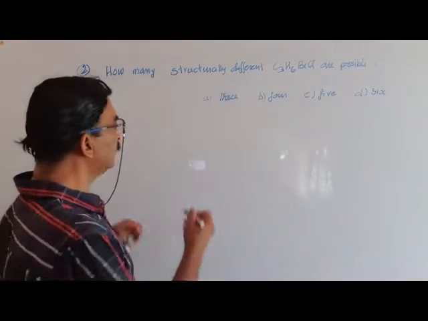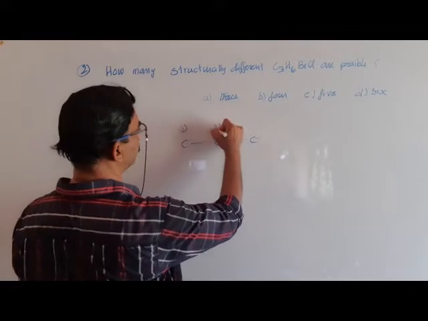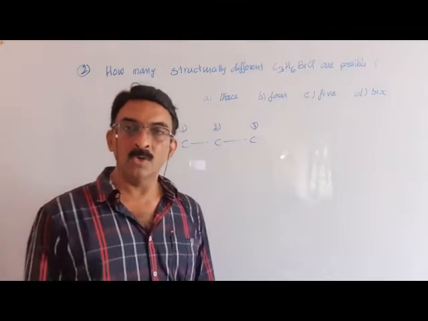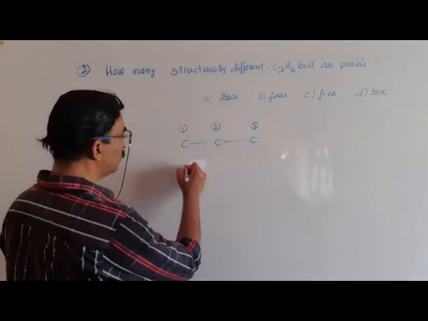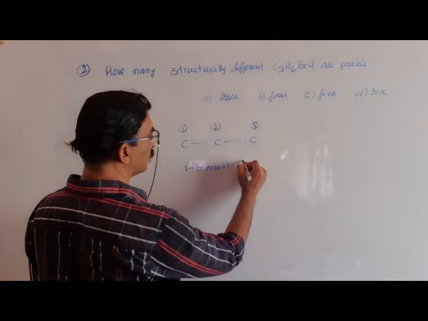Okay. Now we start writing like this. Three C's are written, 1, 2, 3. We start with both bromine and chlorine on the first carbon. So 1-bromo, 1-chloropropane.